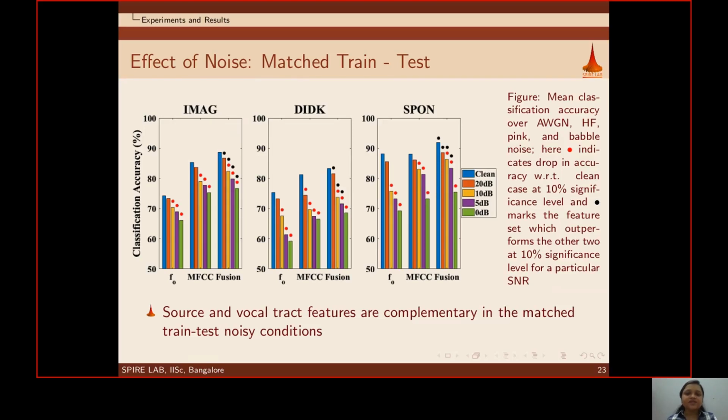We can see that for the image and spawn tasks, average accuracies using all feature sets start to drop significantly with respect to the corresponding clean condition at 10 dB SNR. Whereas in DIDK, the accuracy for MFCC drops at a higher SNR of 20 dB than the other two feature sets. Also, we see that in noisy conditions, fusion significantly outperforms both the individual features at all tasks and SNR conditions except for the 0 dB cases in DIDK and spawn. This means source and vocal tract features are complementary even in the matched train-test noisy conditions.